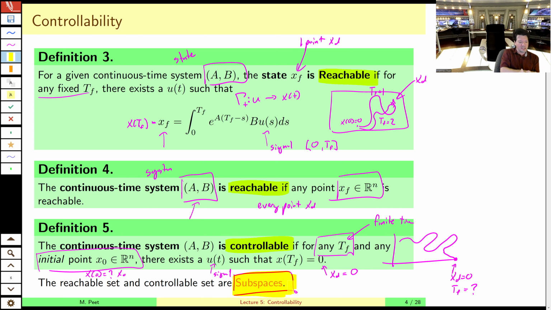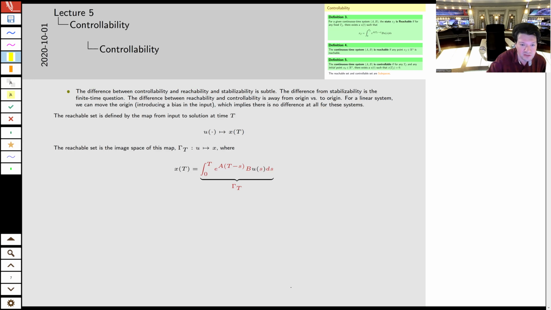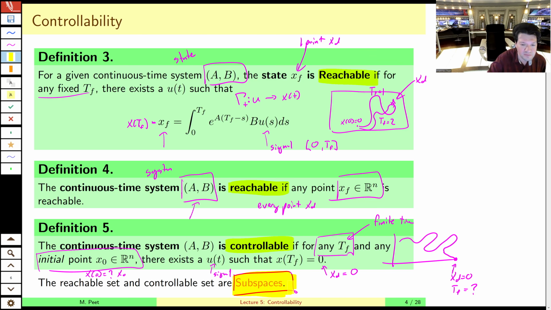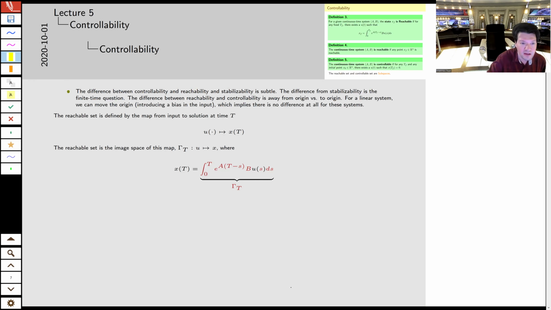It's a space. It's a set of points which satisfies certain linearity properties. And so you've probably worked with this in matrices quite a bit, so we'll just do a quick refresher on it, and hopefully that'll be clear. Again, we're going to be talking about it in terms of this map from inputs here to states here, parameterized by this time tf here.